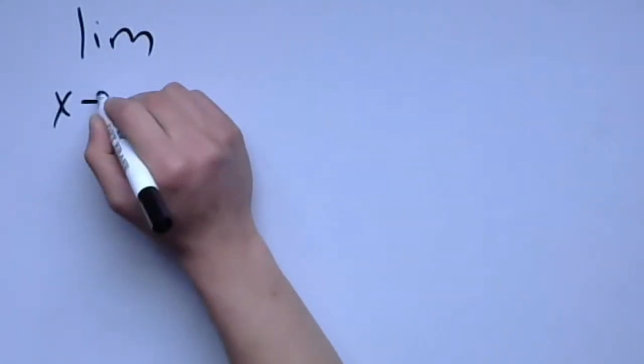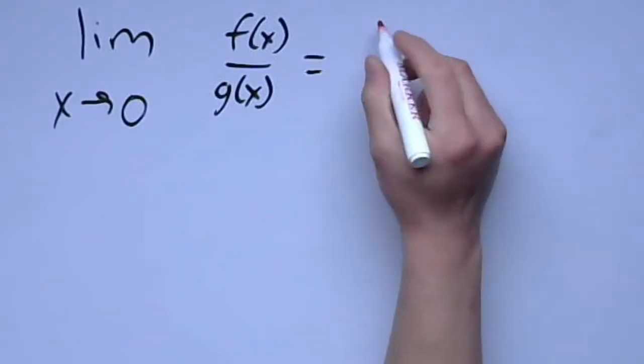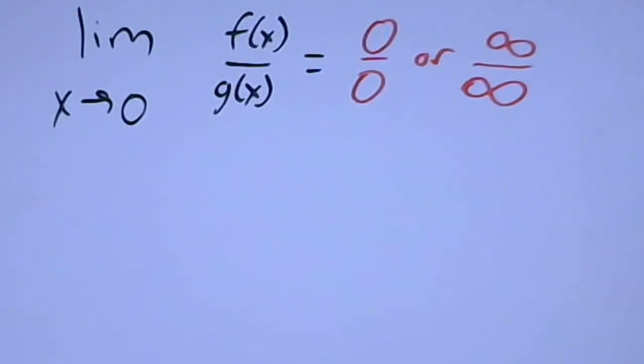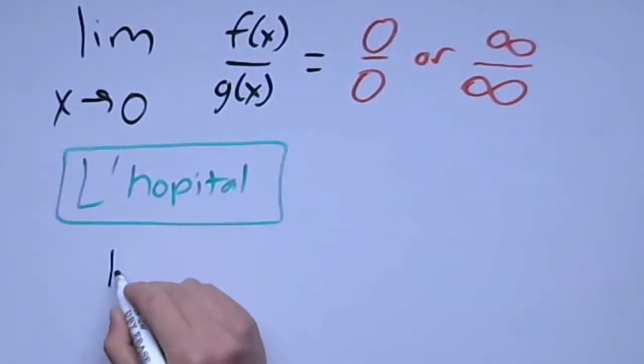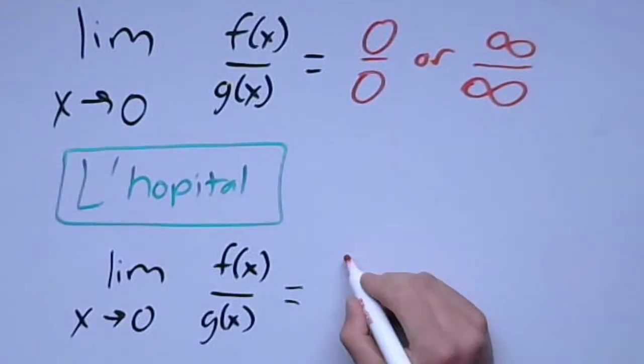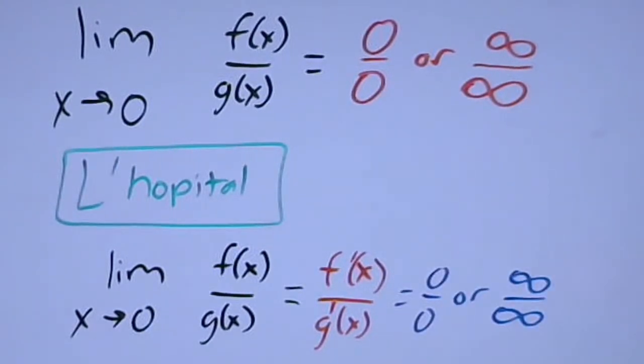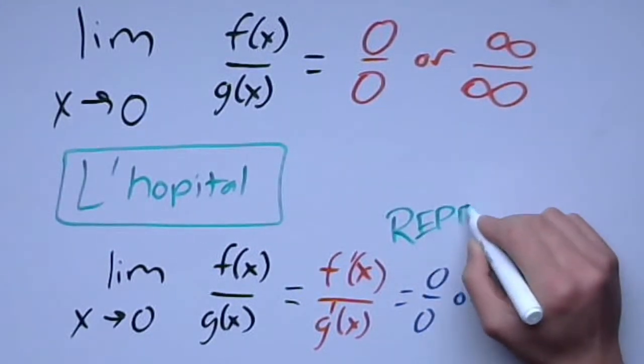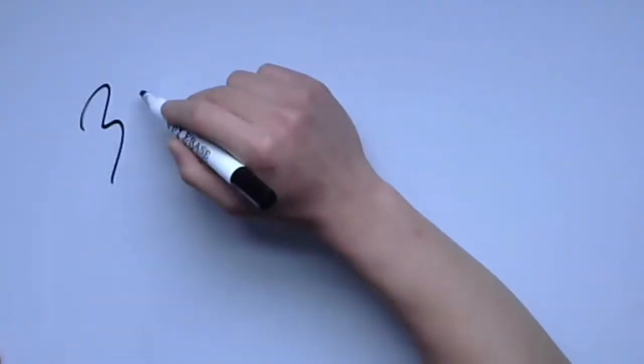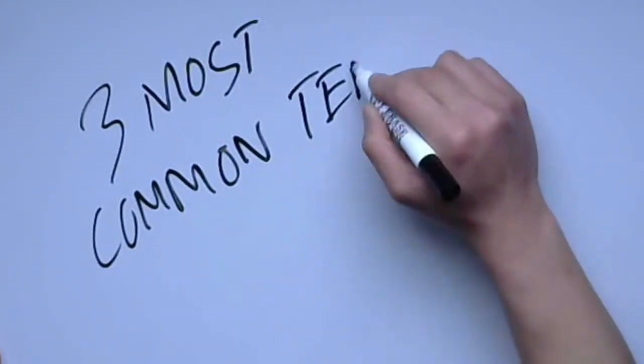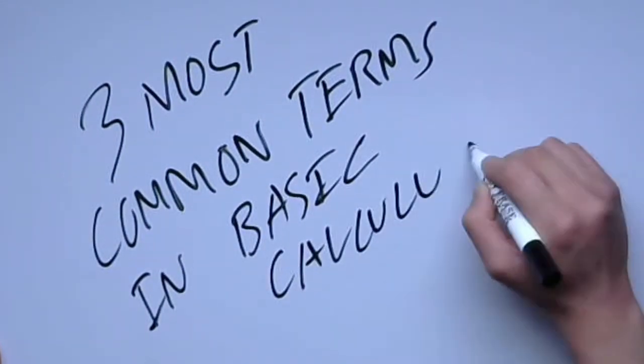If the solution comes out to be 0 over 0 or infinity over infinity when solving, you could use L'Hopital's Rule, which is to take the derivative of the top and bottom, plugging in the x value again, and repeating that process if it still produces the same solution. And there you go. Those are the 3 most common terms in basic calculus.